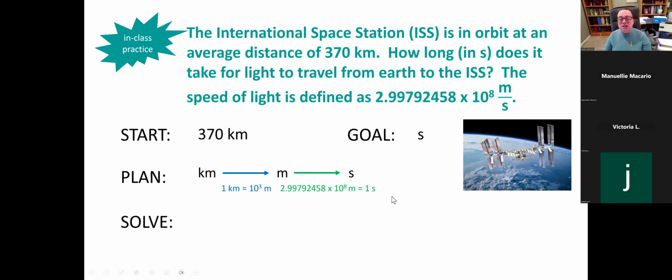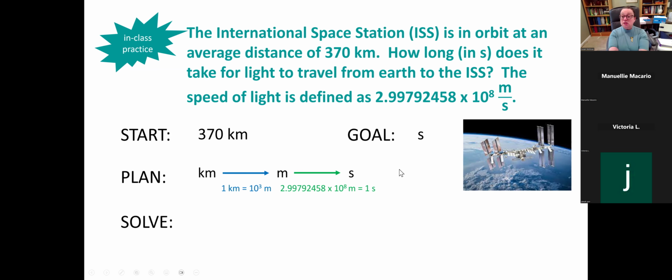2.997924458 times 10 to the 8th meters equals 1 second. Again, that's not something you have to memorize. That's something I would provide for you. This version of the speed of light is the definition value. If you start rounding it off, then you will have some limited number of significant figures. When we use it like this, it's got infinite significant figures.